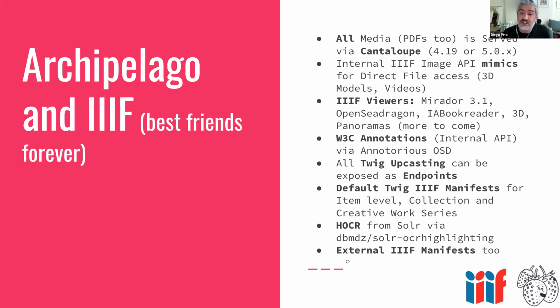All the data, just upcasting from JSON to Twig, can be exposed at endpoints. So machine-readable collection APIs can be harvested and you can reuse them all over the place. And also we provide a lot of basic IIIF manifests, which, confession, we worked on very crudely initially and now they're more robust. And we have been using the IIIF Cookbook a lot to look at that.